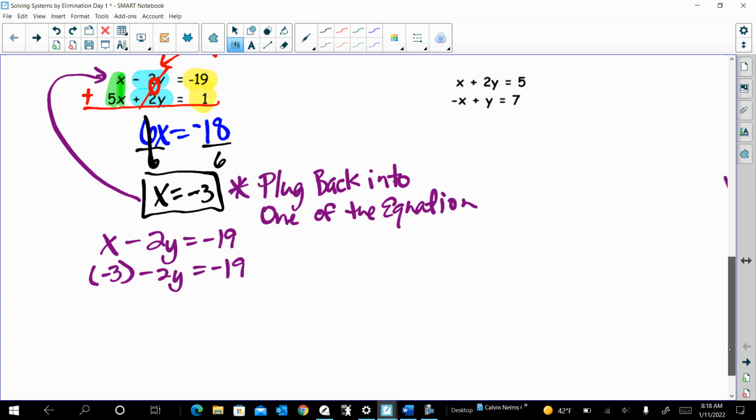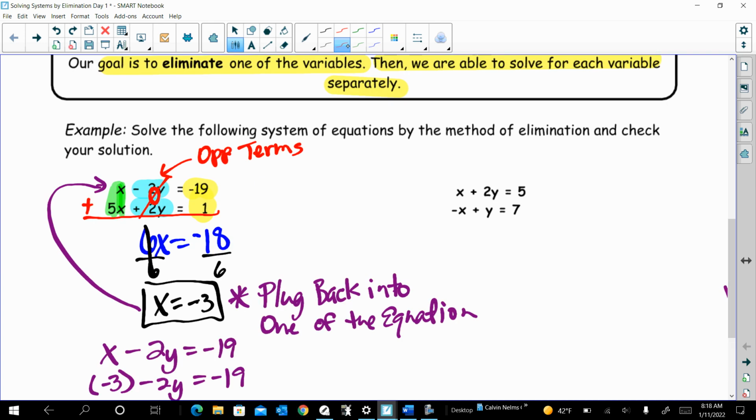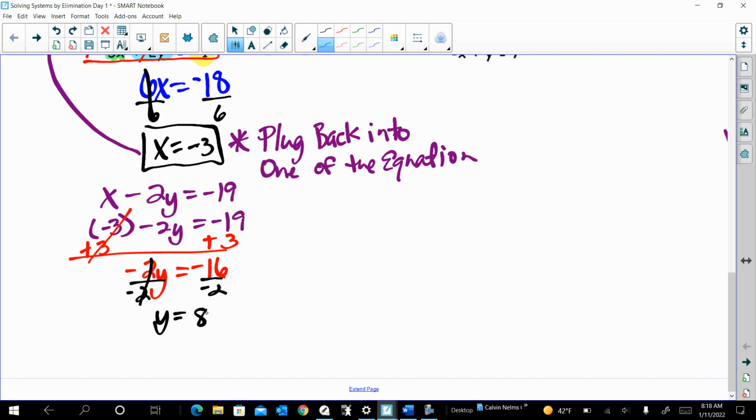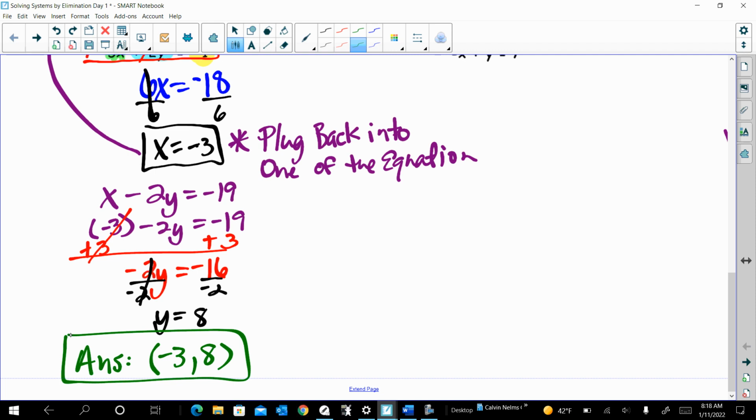So I need to make some room. I'm solving for y here, so I have to isolate that term. To isolate, we're going to add 3 on both sides, to give me negative 2y equals negative 16. Divide that by negative 2. y equals 8. So my solution, or the answer, is the ordered pair (-3, 8).